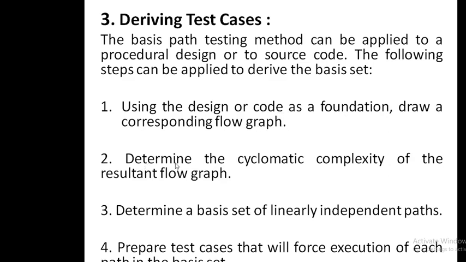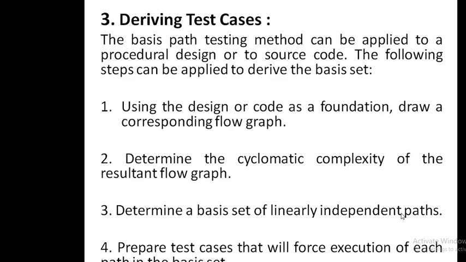Then the second step is to determine the cyclomatic complexity of the resultant flow graph. Once the flow graph is designed, we can find out the cyclomatic complexity. By using the cyclomatic complexity value, we can define how many paths are required to test the total program. So in the second step, we determine the cyclomatic complexity based on the flow graph. Then the third step is to determine the basis set or test cases of linearly independent paths.